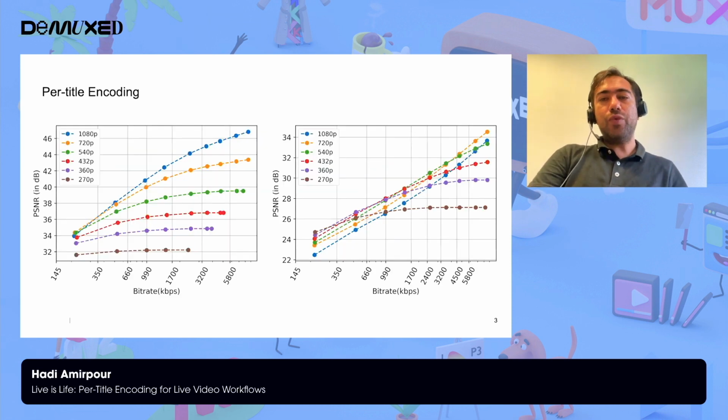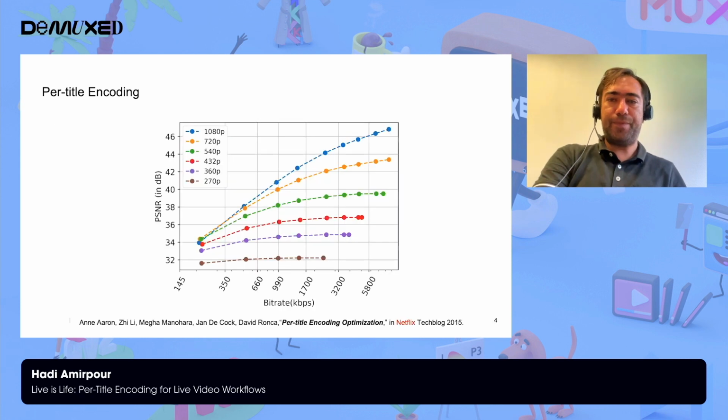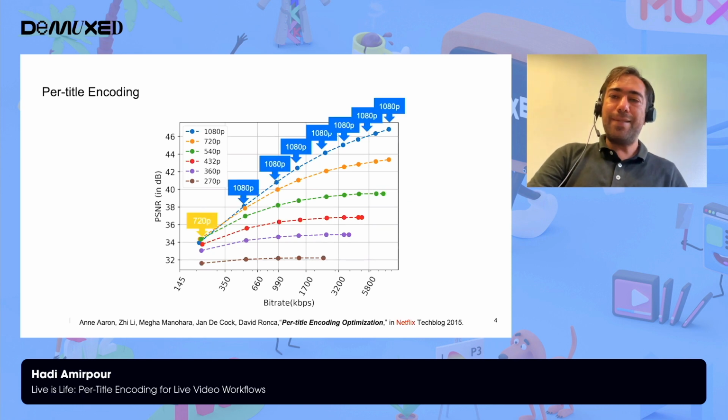We know that videos show different rate distortion behaviors. Here, as an example, we show the rate distortion performance of two different videos encoded at the same bitrate resolution pairs, and we can see there is a huge difference between their behaviors. In the first video, it is 1080p that outperforms other resolutions almost in the whole bitrate range except in the very low bitrate. Therefore, the convex hull is mainly made of 1080p resolution for this video.